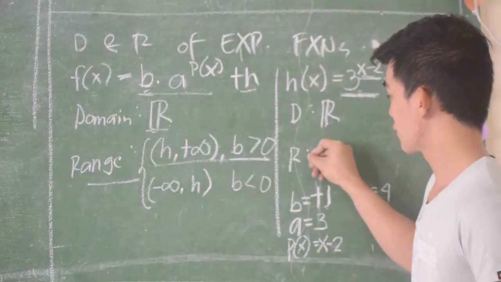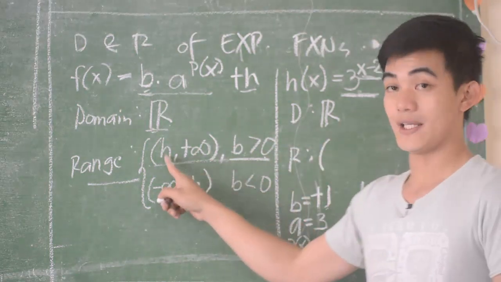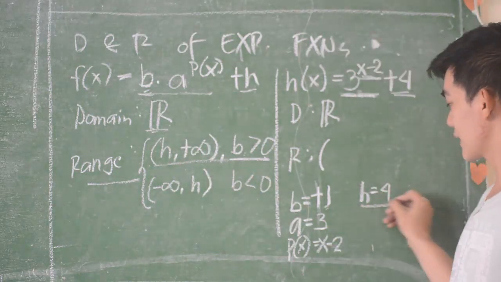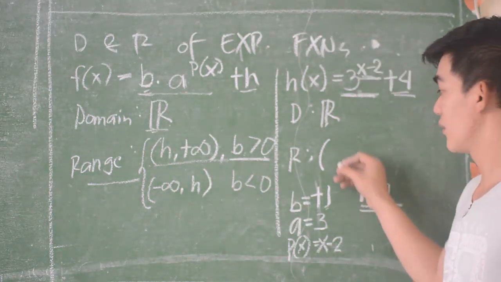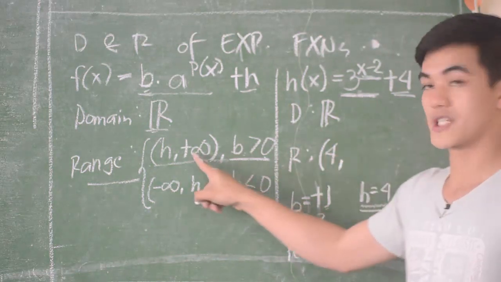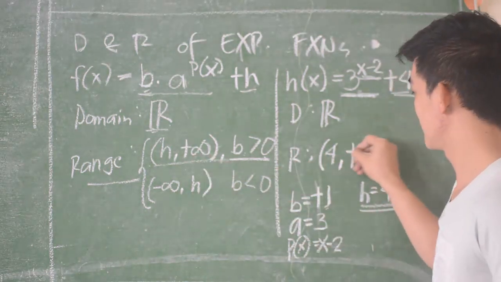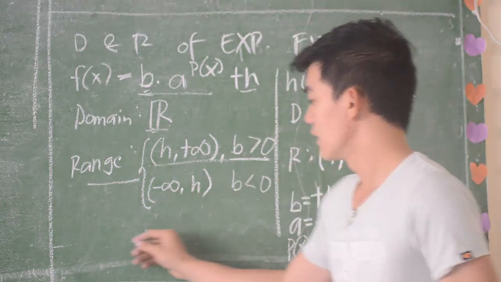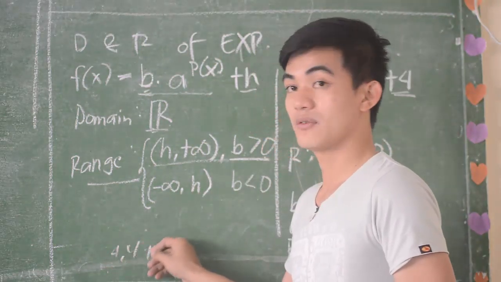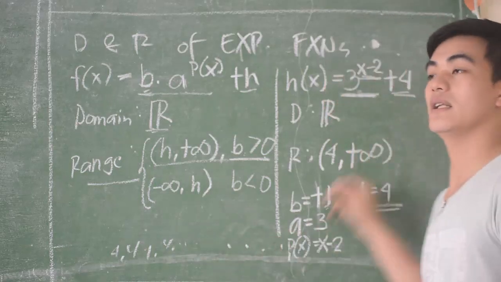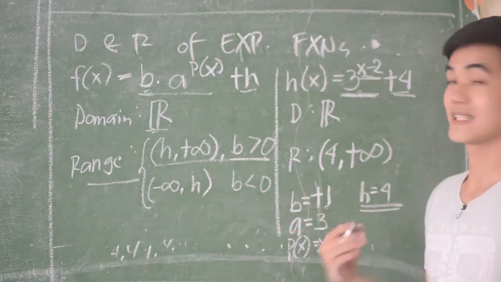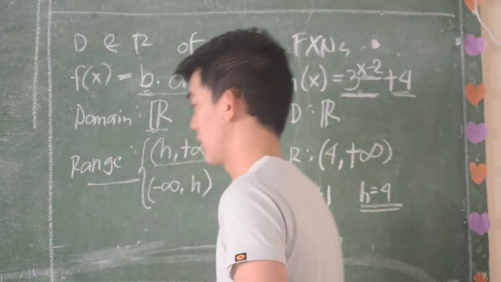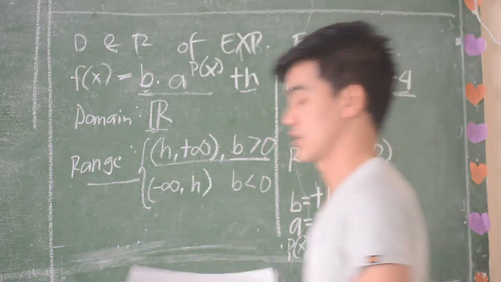So, the range of that one is h. What is h? Our constant. So, ang constant natin na na-identify natin doon ay 4. And of course, positive infinity. So, positive infinity, ang ibig sabihin yan, pwedeng 4, 4.1, 4.2 until infinity. So, kahit abot yan ng 1,000,000, okay lang, no? That will still be the range of our function.